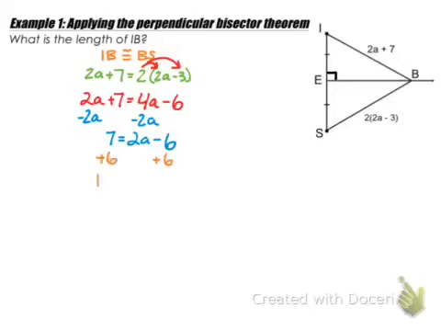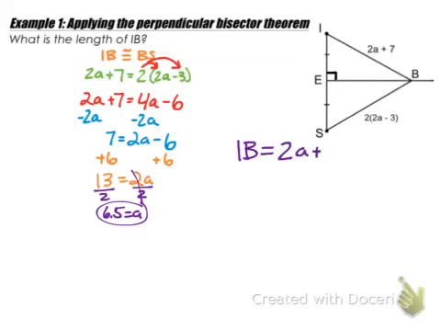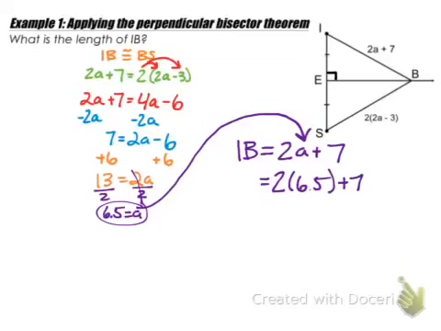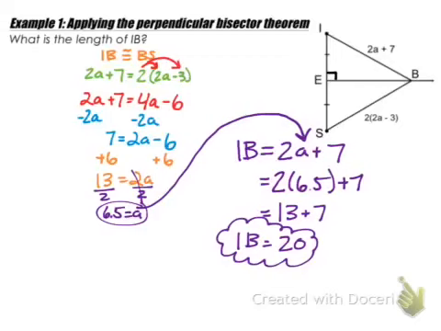Add 6 to both sides. 13 is equal to 2A. You should get A equal to the value of 6.5. So now we have to find the length of IB. IB is one of the distances from the endpoint to the point on the perpendicular bisector. So we substitute in our value of A into the expression. So we get 13 plus 7, and IB is the length of 20.